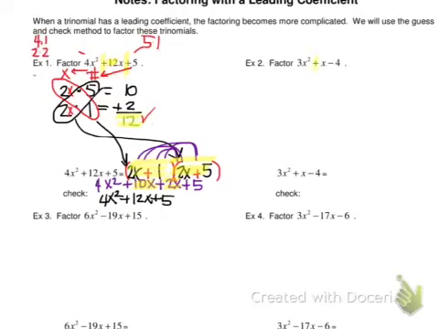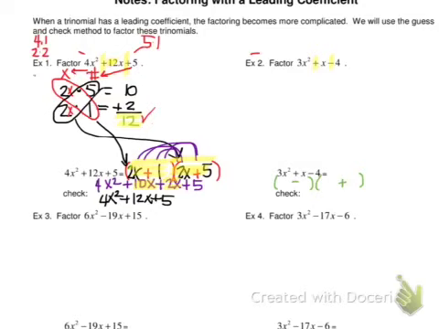Look at your second example. First of all, I'm going to look at my signs. I've got 3x squared plus x minus 4. When my last term is negative, that means that one of my signs is going to be positive and one is going to be negative inside of my binomial factors. And because my middle sign is positive, my larger number is going to need to be positive.